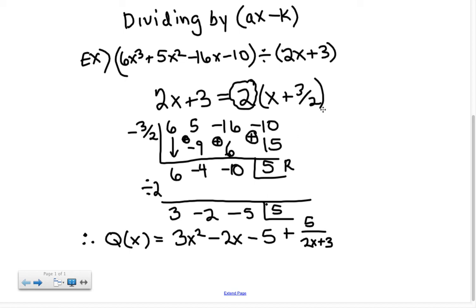So again, because we have a remainder, we know then that 2x plus 3 is not a factor. If I had a remainder of 0, then 2x plus 3 would be a factor, but it's not, so it is not a factor.